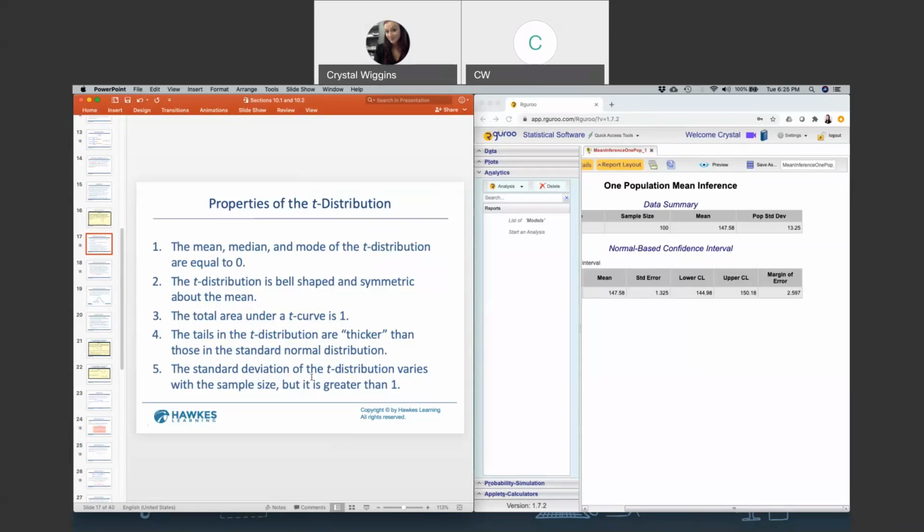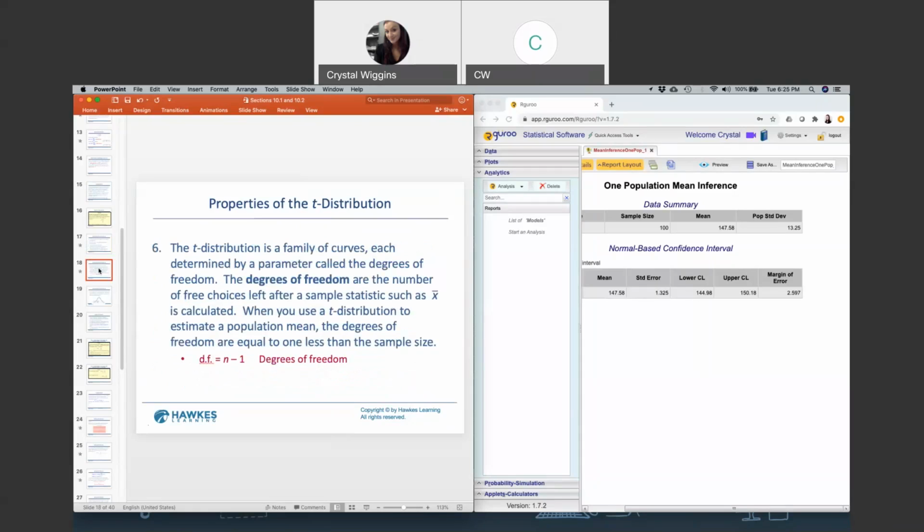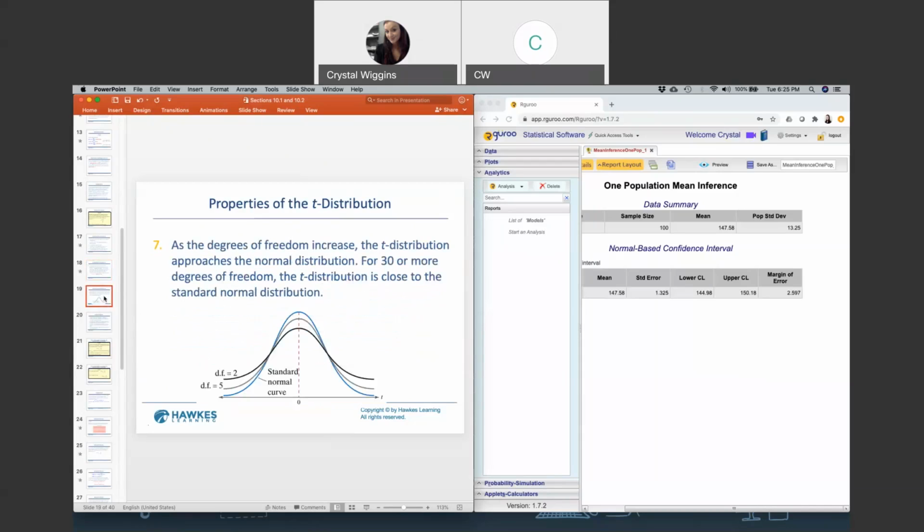Standard deviation of the t-distribution is not regulated at 1. In fact, it varies depending directly on what the sample size is that we're working with. Now, that dependency is called the degrees of freedom. We calculate degrees of freedom by taking the sample size and subtracting 1. And I will explain a little bit about the degrees of freedom in a moment. Let me give you a picture first.